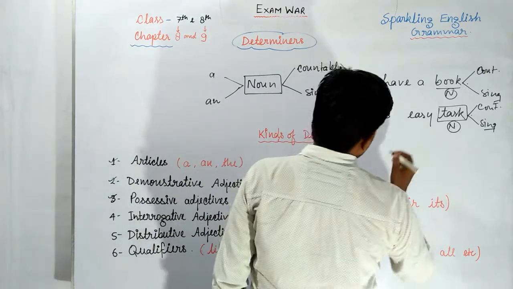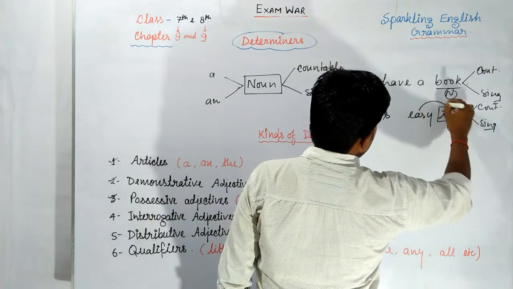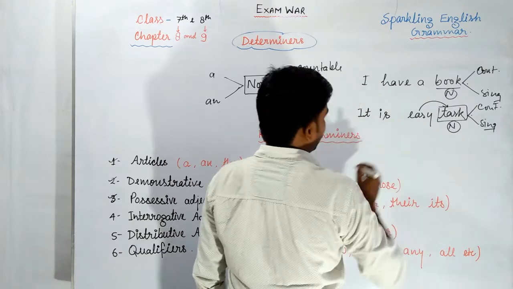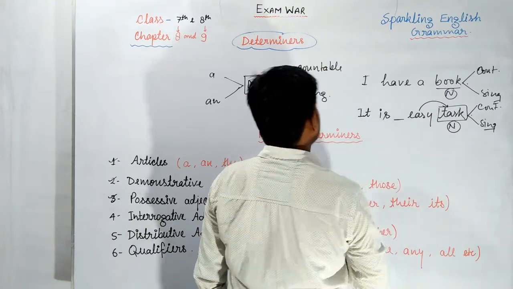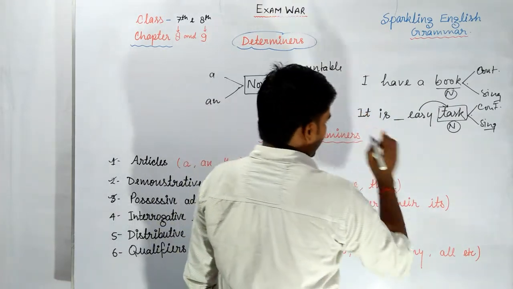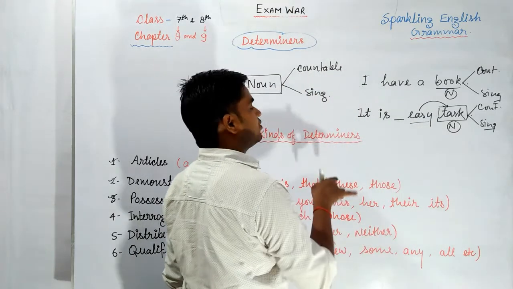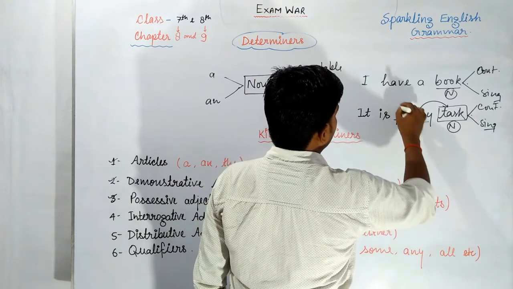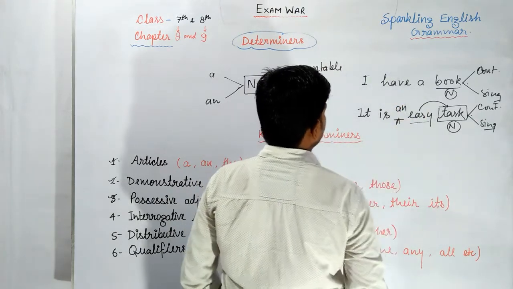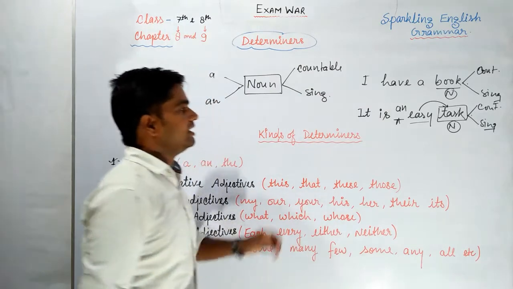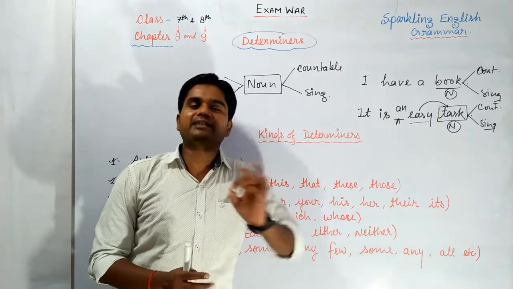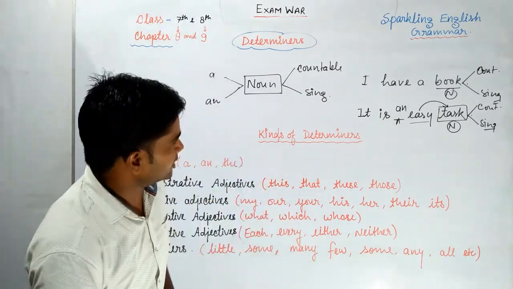So my dear students, this is an adjective that is used for this noun, and at this place we have to use an article. The pronunciation of this word easy starts with a vowel sound. That's why we have to use an here. What do we have to use here? An. It is an easy task. It is the right sentence. So I think you got this point.